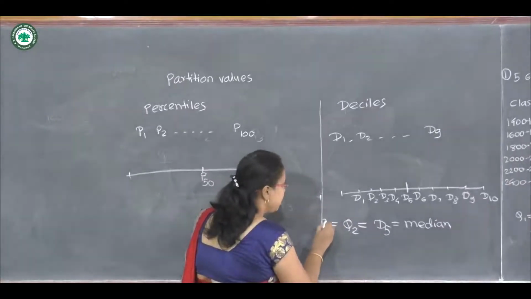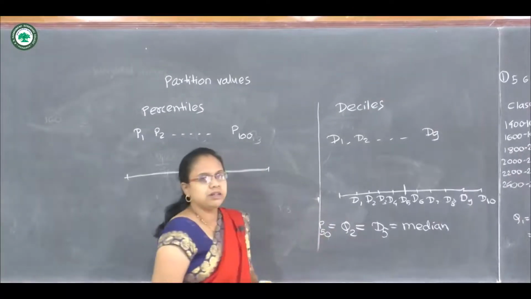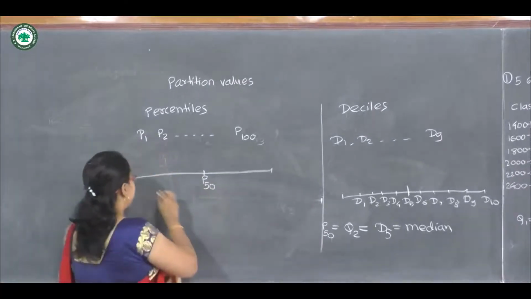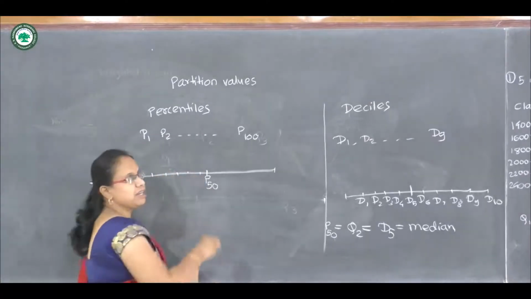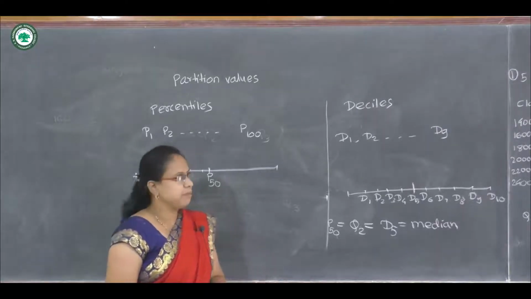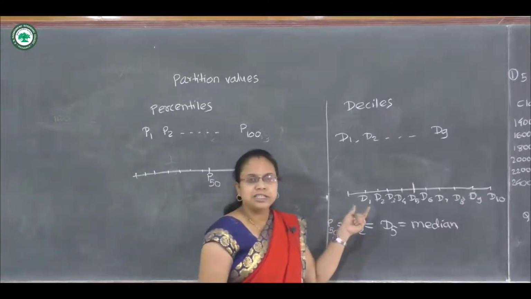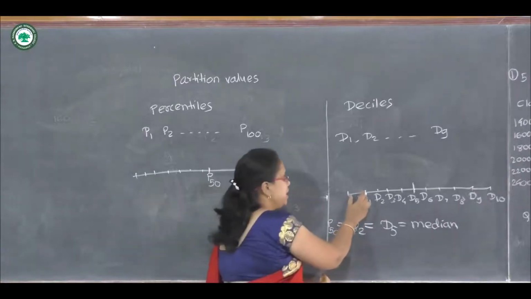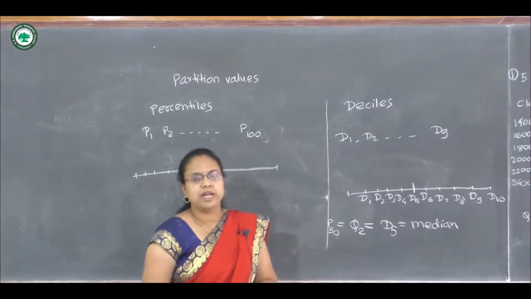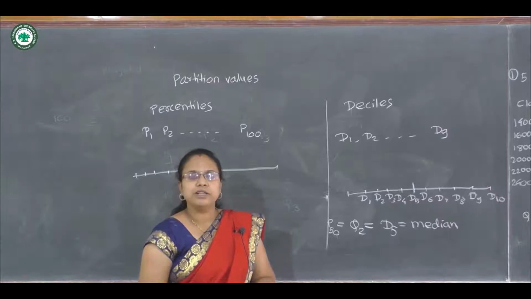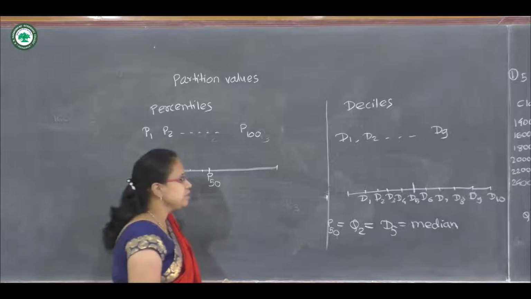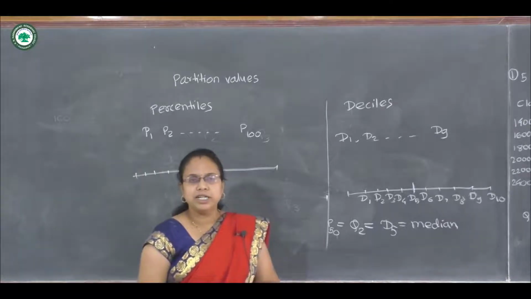So here I can write P50. These are the partition values. Here we can note that for each percentile there is a 1% area of the total area, and in the deciles there is a 10% area each, from D1 to D2 and so on, and for the quartiles there is 25% of the data for each quartile. In this way we can explain the partition values.